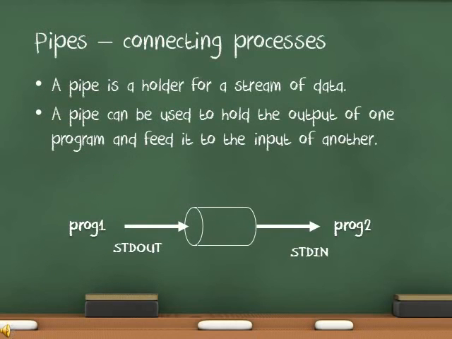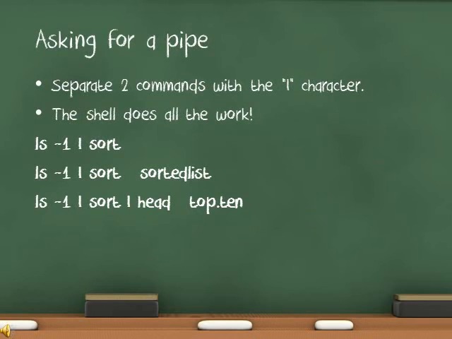Pipes, connecting processes. A pipe is a holder for a stream of data. A pipe can be used to hold the output of one program and feed it to the input of another. Asking for a pipe: separate 2 commands with a pipe character. The shell does all the work.